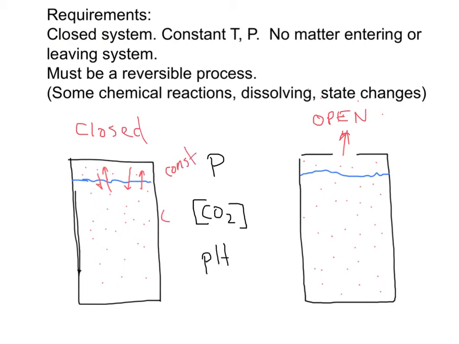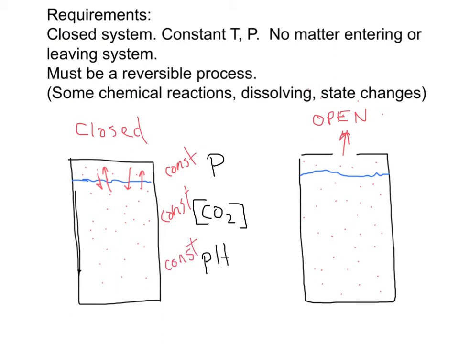Our CO2 amount stays constant, and our pH, which is in the soda, is affected by dissolved carbon dioxide, which actually forms a weak acid. It's a Bronsted-Lowry acid when it dissolves, and it actually generates some hydronium ions. So the pH is going to remain constant.